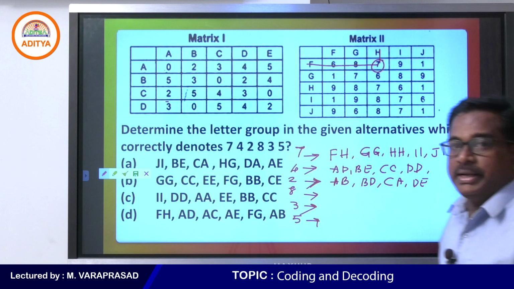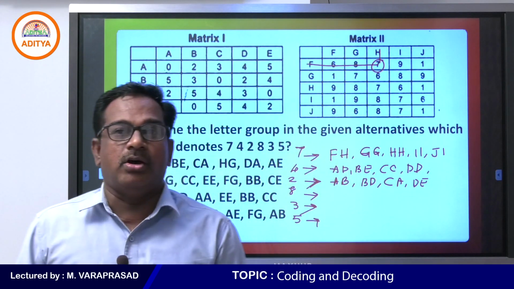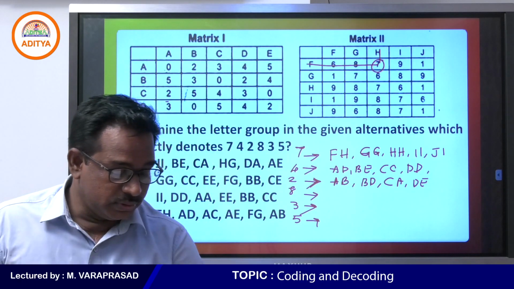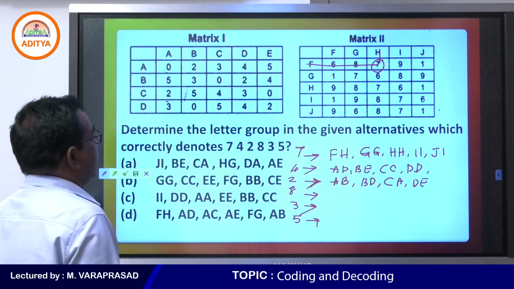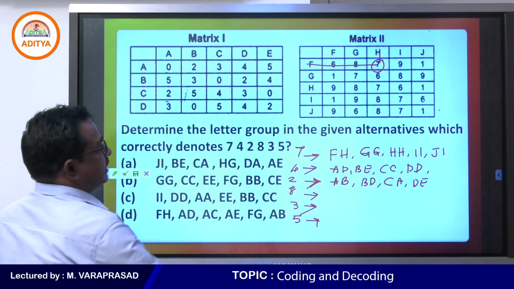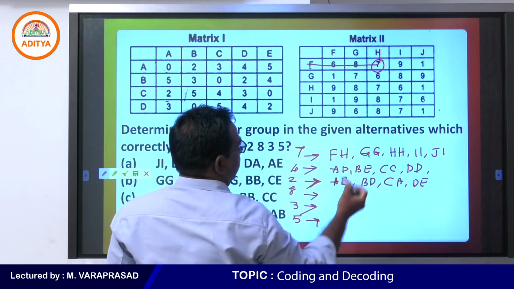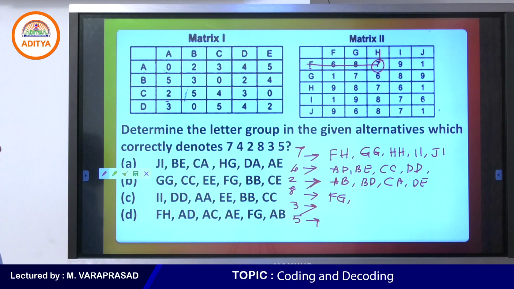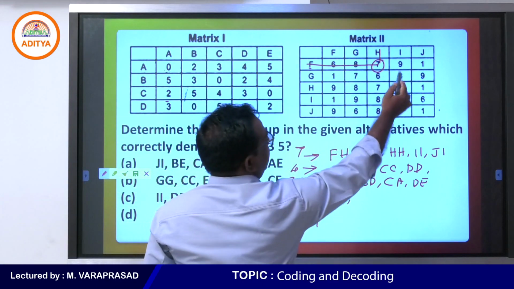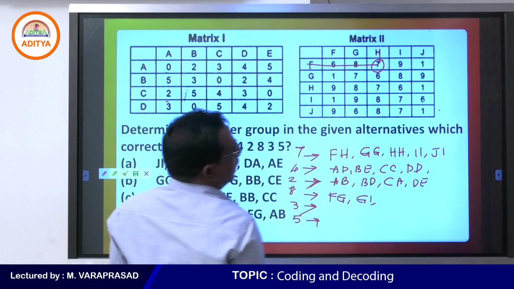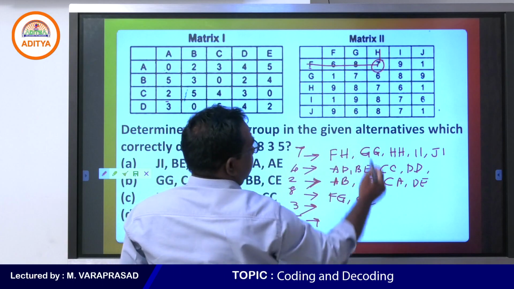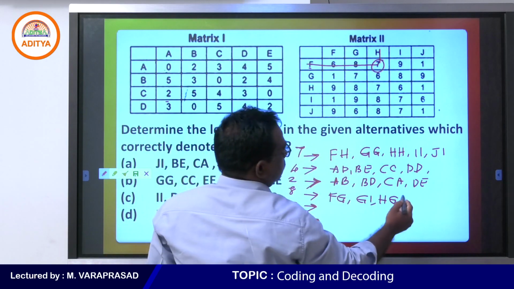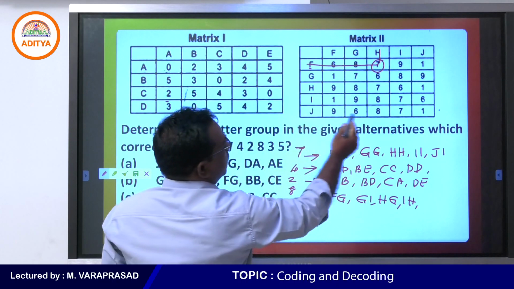So 8 can be represented in how many ways? How will you represent 8? 8 is there here, so FG. Next, 8 is here, GI. Next, HG. Next, here is IH. Next, here JH.